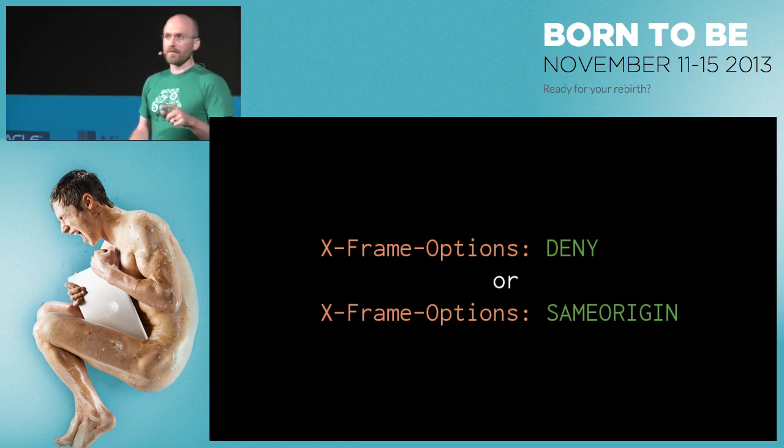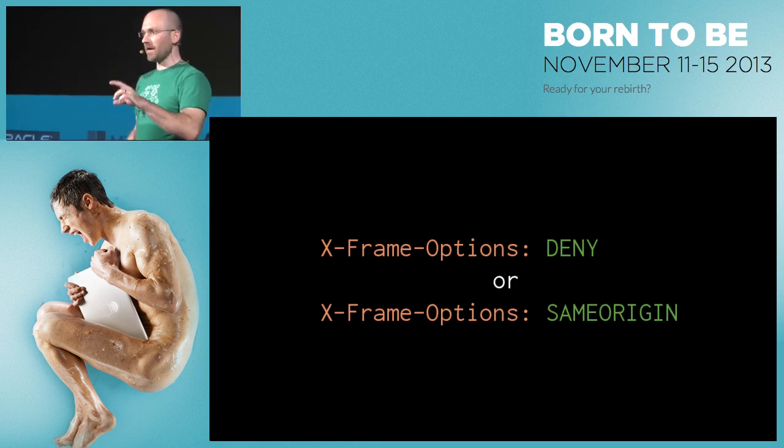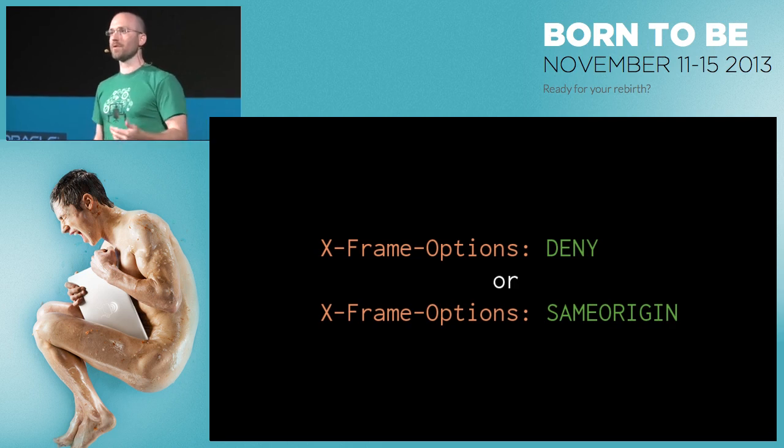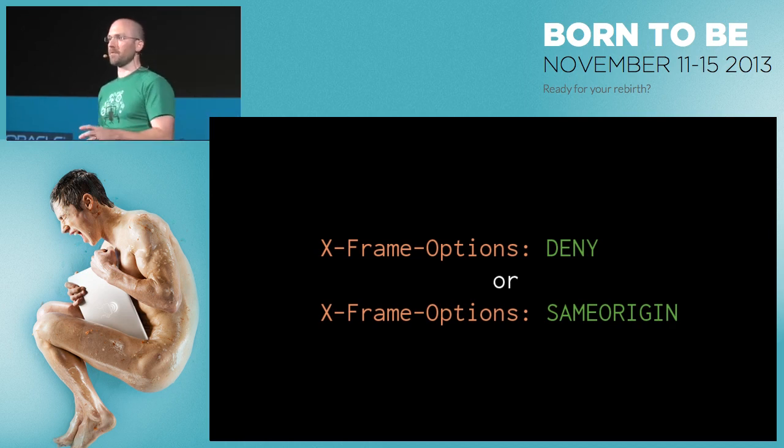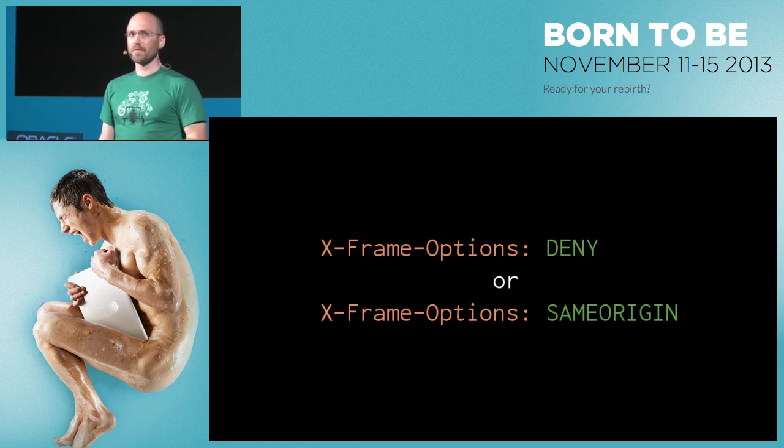Same origin means that the page has to be same origin with the top-level domain. So example.com, if it tries to frame bank.com, and bank.com sends same origin, that's going to fail. But if bank.com tries to frame bank.com, then that is, in fact, same origin. So the framing succeeds. This gives you a little bit of flexibility in terms of what you can do with the pages on your site. It might be good for you to frame certain pages on your site, but not so good for other people to frame those pages. So same origin gives you a mechanism of doing that.